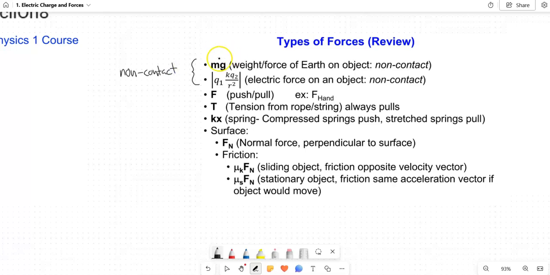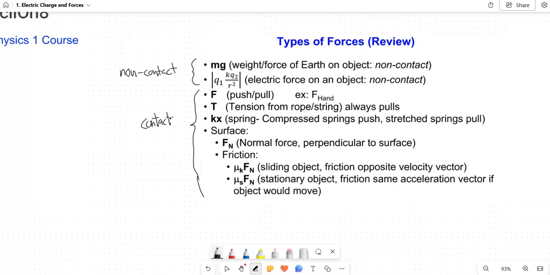So mass times gravity in your 121 and 111, that was the non-contact force. And now we have a second non-contact force, which is the electric force. It's the Coulomb force, which is k Q1 Q2 over r squared. Now, all the rest of these forces, everything else, has to be physically touching you. So these are called contact forces.